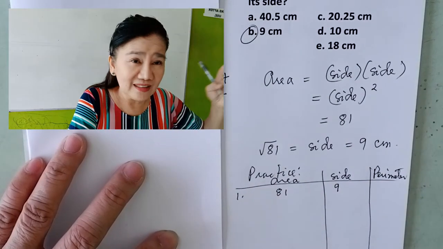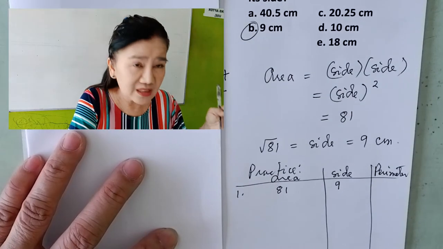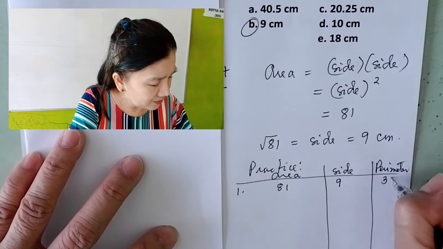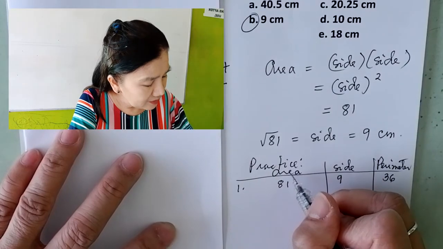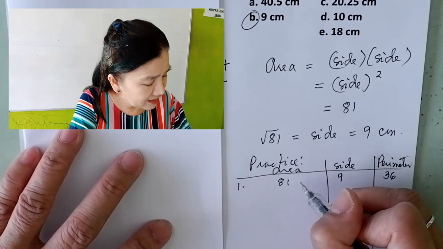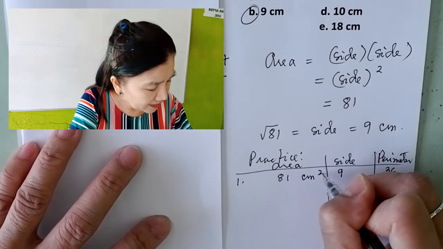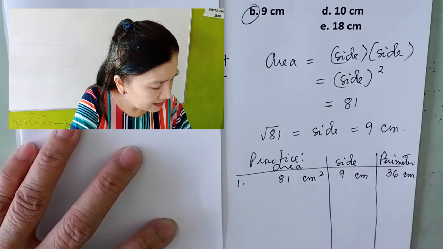Perimeter, you just add the 4 sides, right? 9 plus 9 plus 9 plus 9, or 9 times 4. That will give you 36. That's the perimeter. Now, the unit of the area is, let's say, cm, so it's cm squared. The side will be in cm, the perimeter will be in cm.